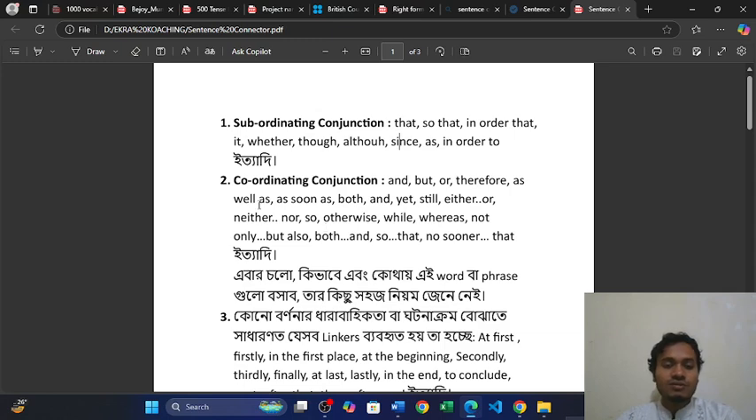So if you want to speak in English, you have to know some of these connecting words, so that you can speak fluently.